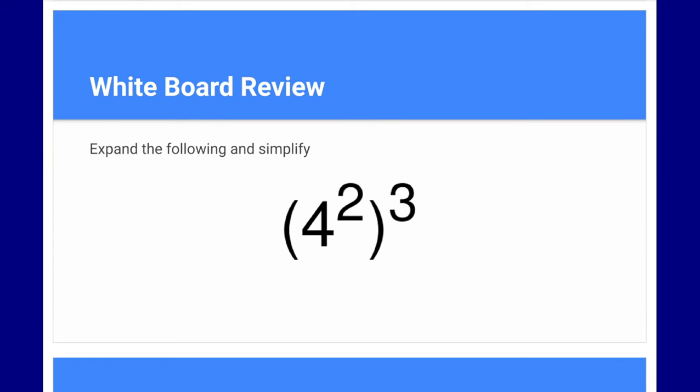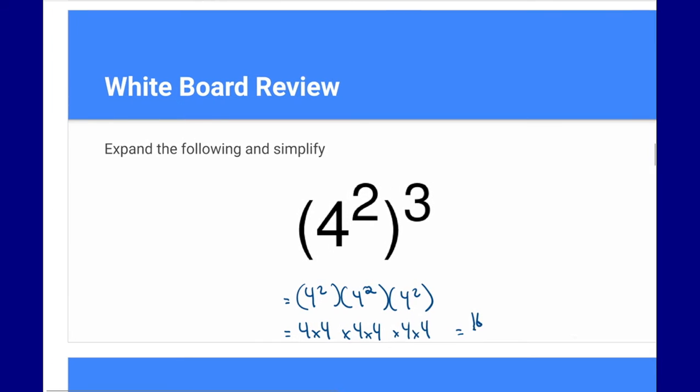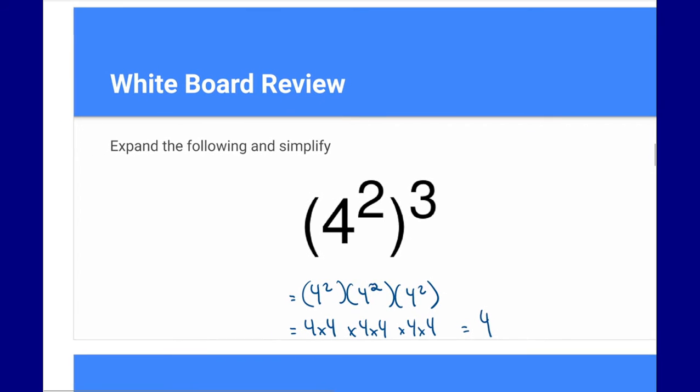Here, this one's a little different. Now we have 4 to the power of 2 to the power of 3. How can I expand this? Well, the power of 3 tells me that I have 3 4 squareds all multiplied. And 4 squared is the same as saying 4 times 4. So this can be simplified to 4 to the power of 6, because I have 6 4's all multiplied.